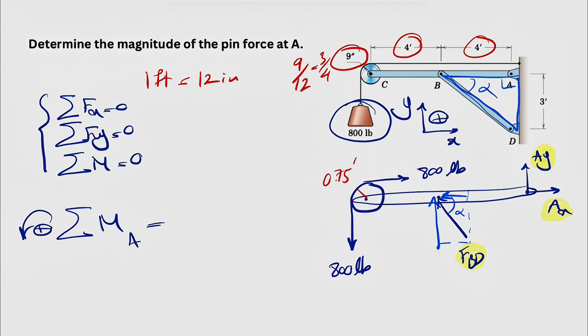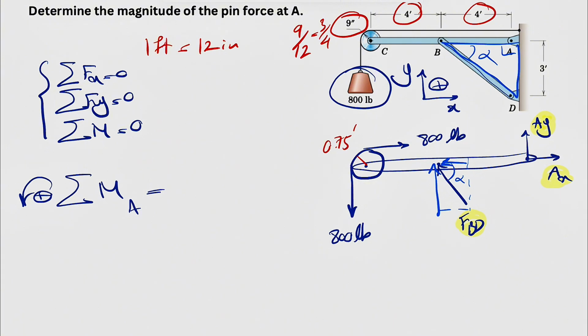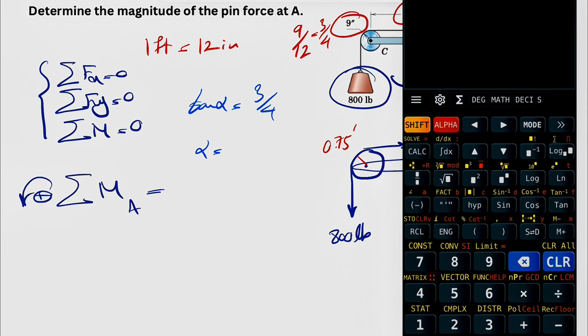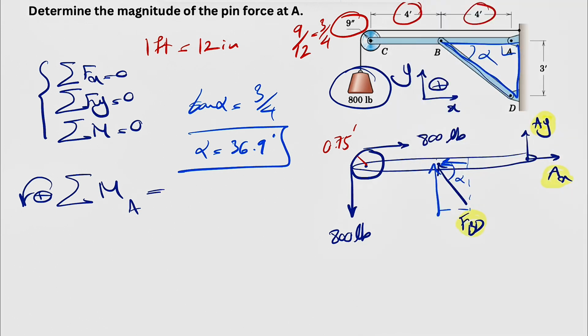So if we look at this right triangle, we can see that the tangent of alpha would be the opposite over the adjacent, 3 divided by 4. Let's calculate alpha. We just have to find the inverse tangent of 3 divided by 4, or 0.75. That's going to give us 36.9 degrees. And now we can find the vertical component of FBD. So first of all, the moment about point A would be in this direction.